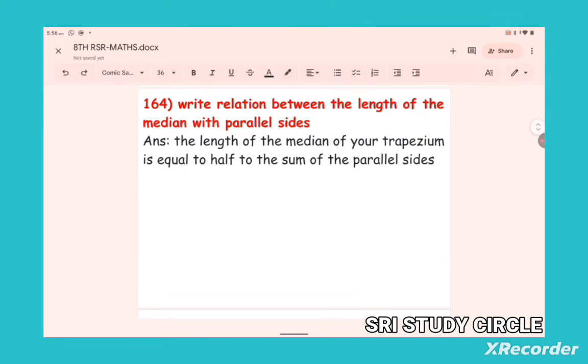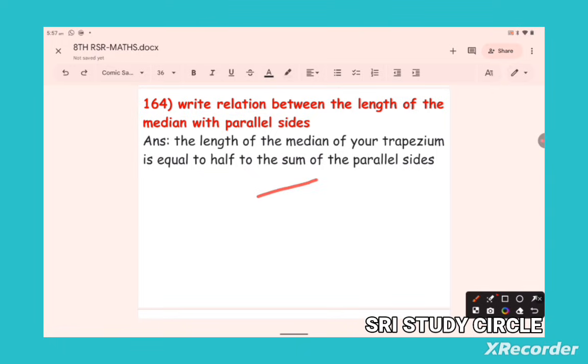Write the relation between the length of the median and the parallel sides. We already discussed this in the previous question. The length of the median of a trapezium is equal to half of the sum of the parallel sides.